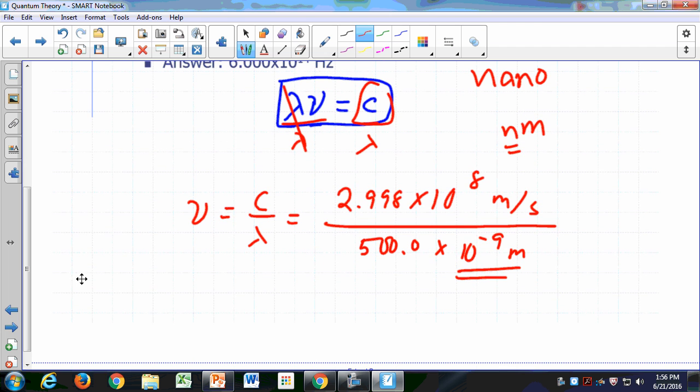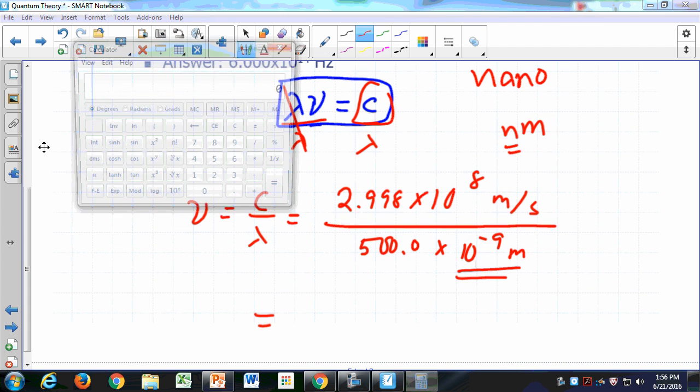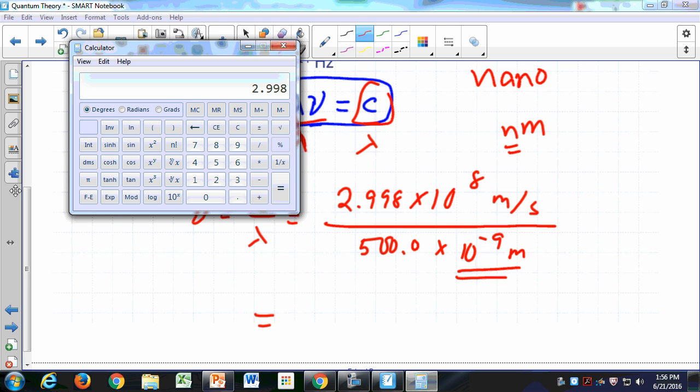So let's calculate that. We have 2.998 times 10 to the 8th divided by 500 times 10 to the negative 9, and that gives us, in scientific notation, 5.996 times 10 to the 14th, and your unit would be per second, or hertz. So that's your answer.